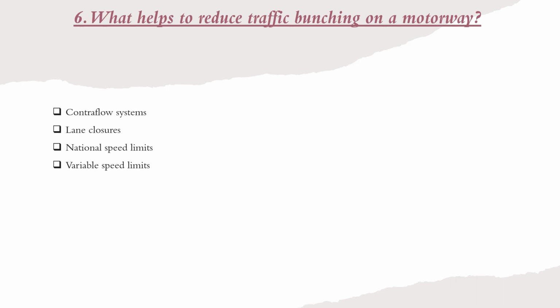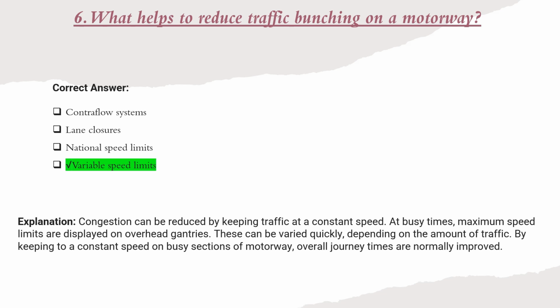6. What helps to reduce traffic bunching on a motorway? Contraflow systems. Lane closures. National speed limits. Variable speed limits. Correct answer: variable speed limits. Explanation. Congestion can be reduced by keeping traffic at a constant speed.